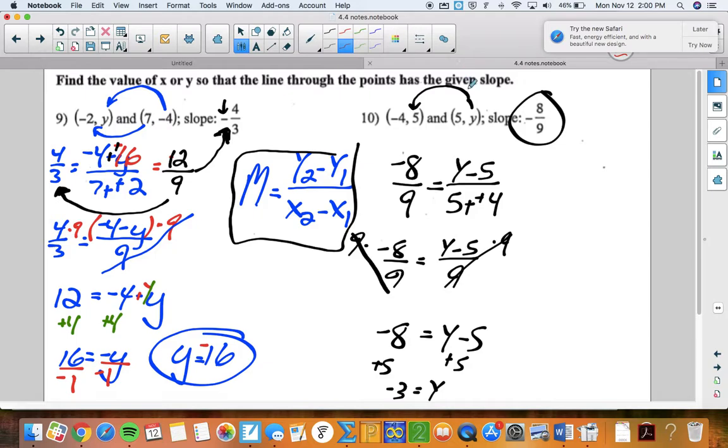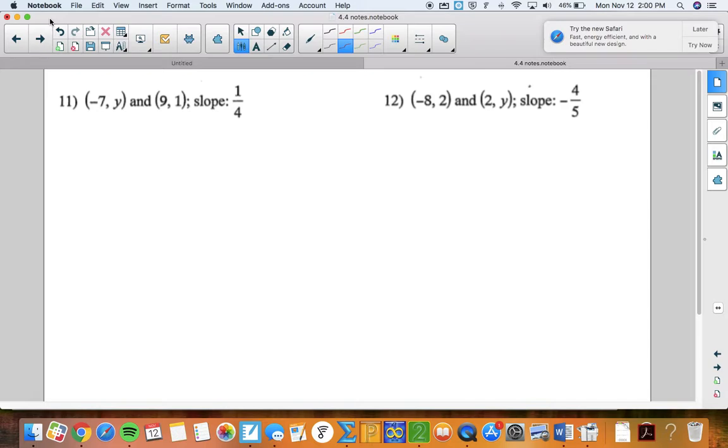Let's go check that. So we have negative 3 here. We can substitute negative 3 in there. When I simplify the top, I get negative 8. When I simplify the bottom, I get 9. That's what it's supposed to equal. Now, folks, these fractions aren't always going to be equivalent right away. Sometimes you have to simplify them. Like when I simplify 12/9, I get 4/3, which is what I thought my slope was supposed to be. But I, again, calculated that problem incorrectly because I missed the negative sign.